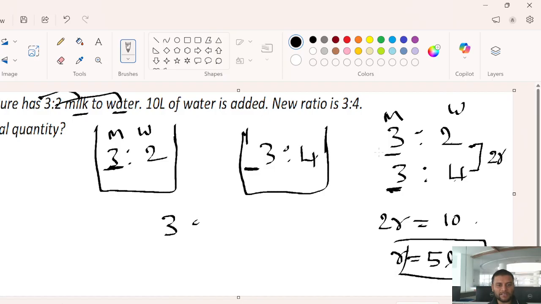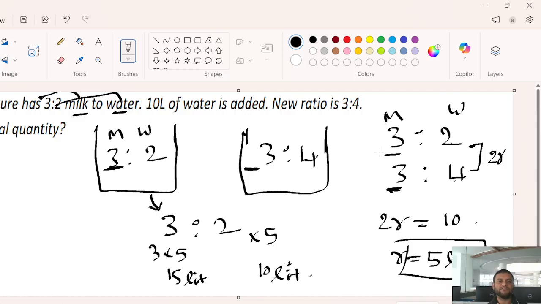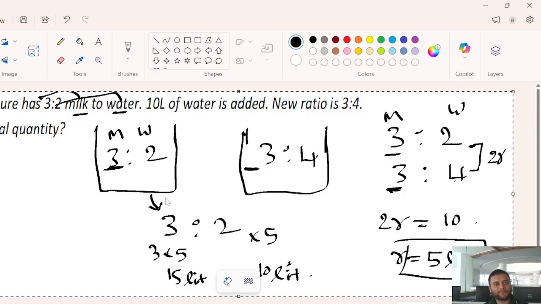From there I can say the original quantity. Original quantities are in the ratio 3 to 2, that is from vessel 1. So I can say 3 into 5, that is 15 liters of milk was there originally. 2 into 5, that is 10 liters of water was there originally in the given mixture. This is also a similar question to the previous one, and I hope it is very clear. Let us go to the next question.